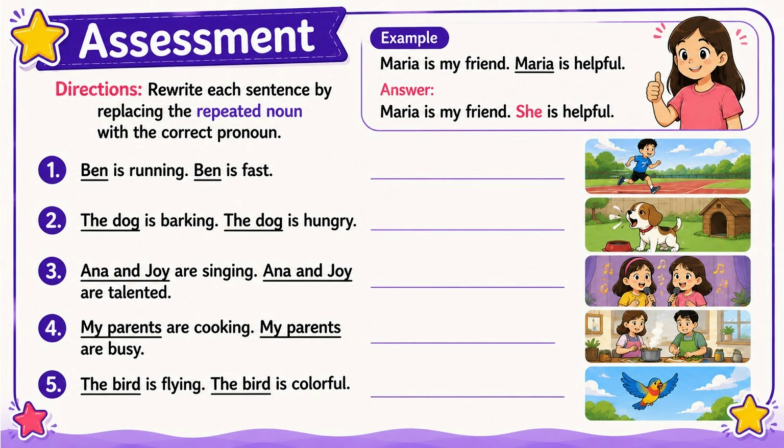2. The dog is barking. The dog is hungry. 3. Anna and Joy are singing. Anna and Joy are talented. 4. My parents are cooking. My parents are busy. And number 5, the bird is flying. The bird is colorful.